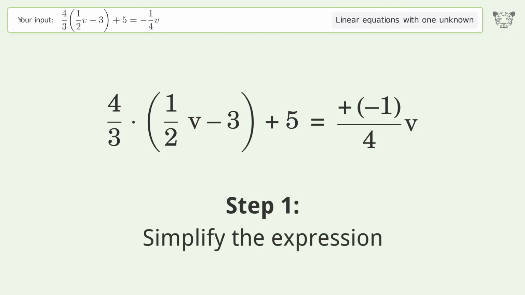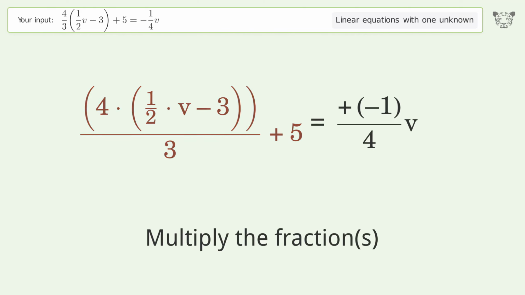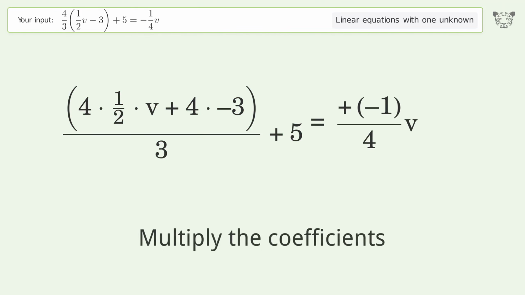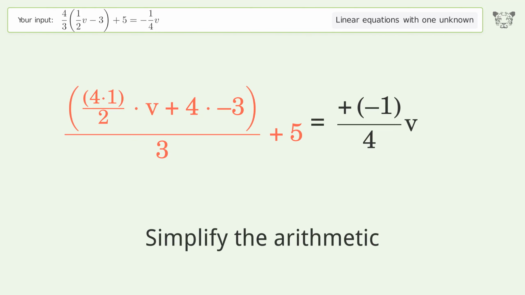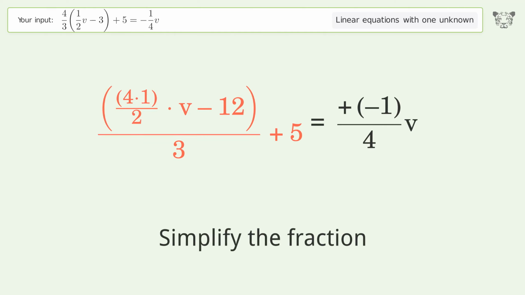Simplify the expression. Multiply the fractions. Expand the parentheses. Multiply the coefficients. Simplify the arithmetic. Simplify the fraction.